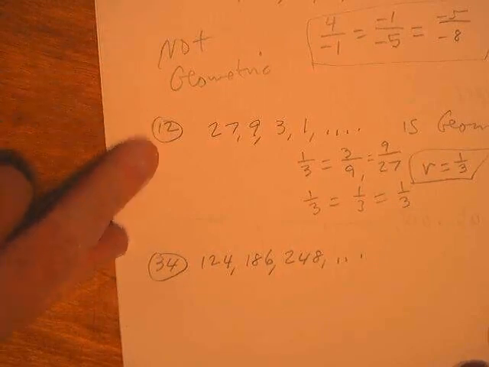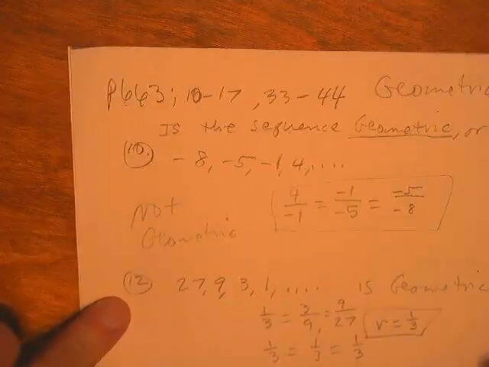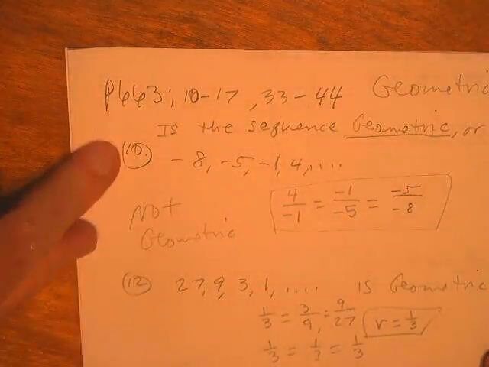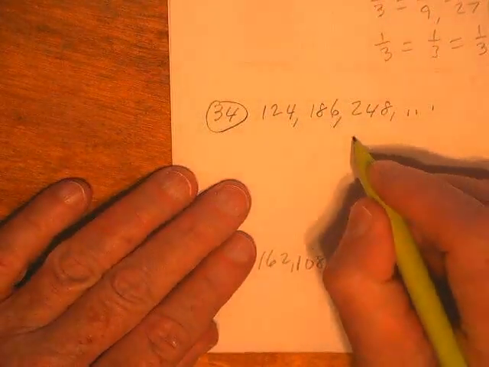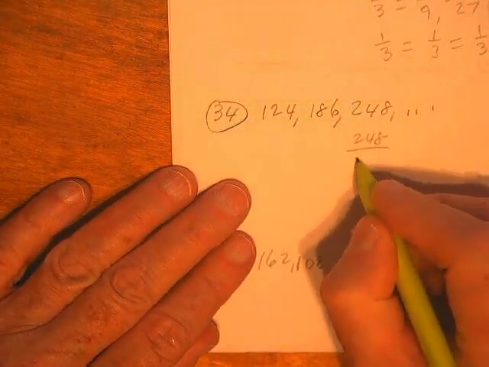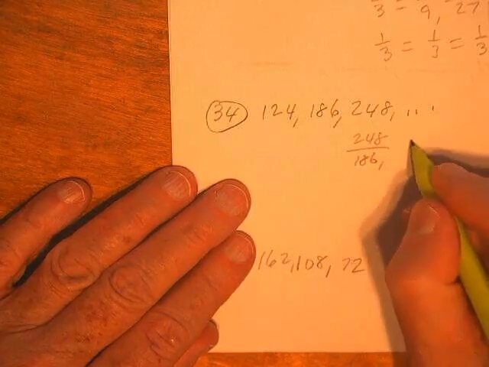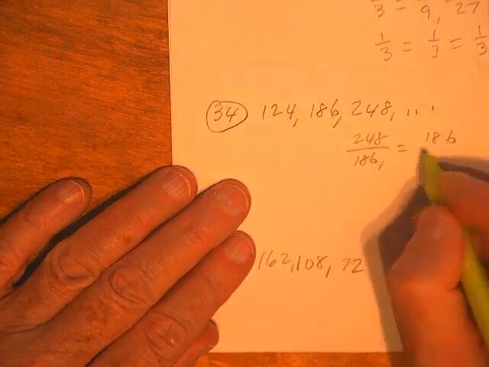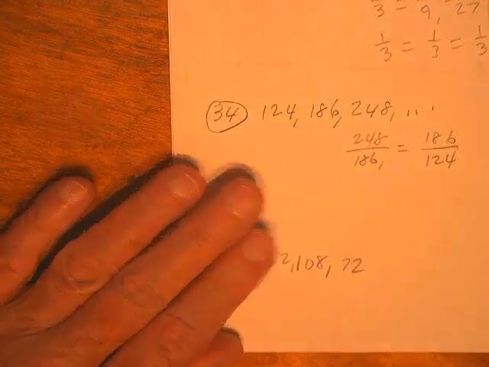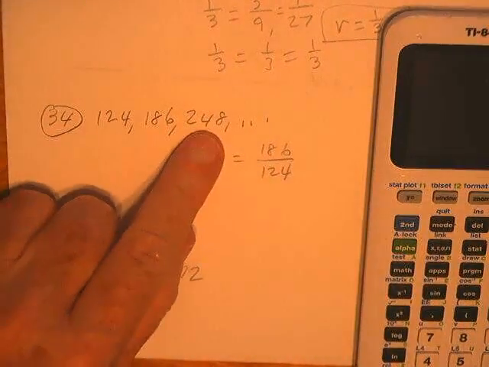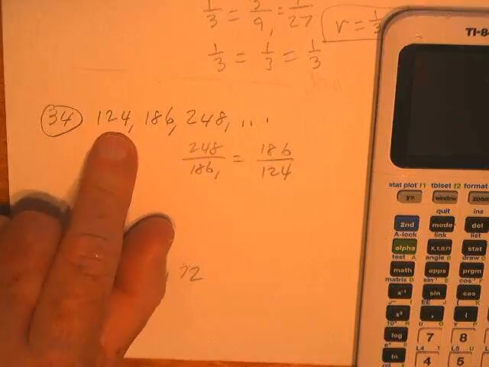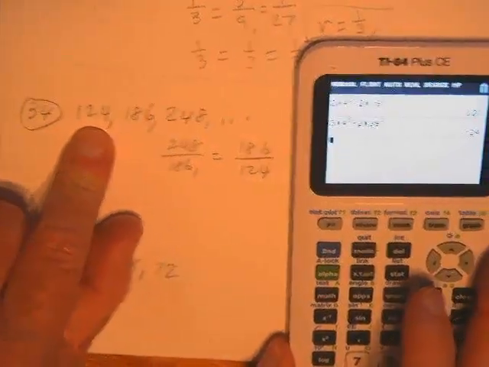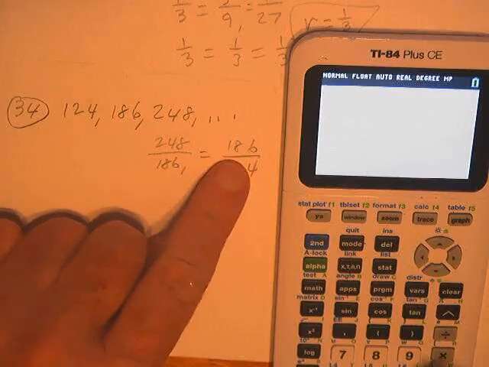Now let's jump down to this one. I'm doing these evens here. You're going to go fill the odd problems in. So notice I did 10, you do 11, I do 12, you do 13, etc. How about 248 divided by 186? 186 divided by 124. So just take the end one and divide by the one in front of it, then just take this one and divide by the one in front of it. Because we've got to get the same thing every time.